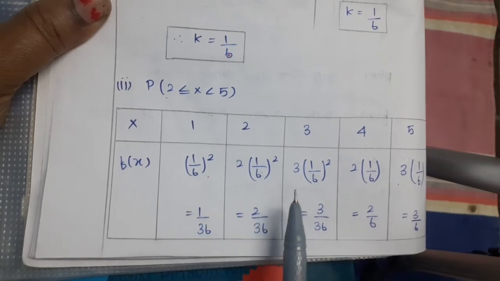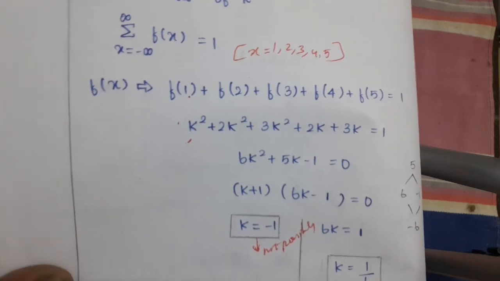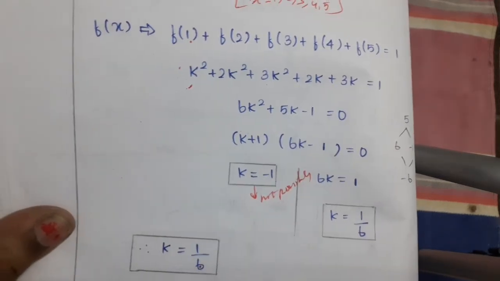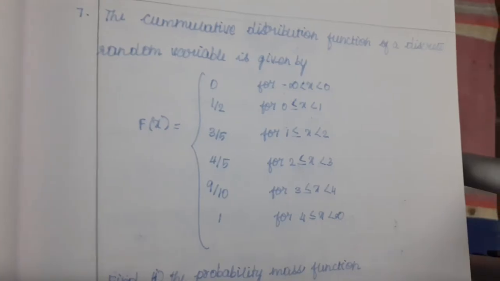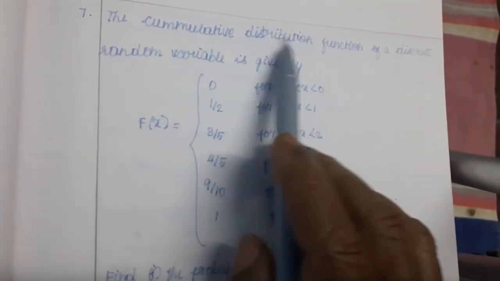So use this tabular column to easily find the answer for the sixth subdivision, for the second and third sum. First you find the k value without mistake. If you find the k value properly, you can easily find the answer also. See, very simple. The question gives a probability cumulative distribution function.